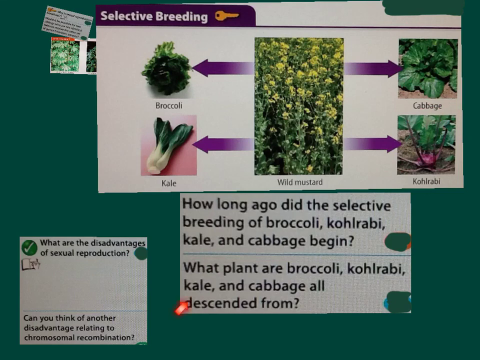Second question would be this one. What plant are broccoli, kohlrabi, kale, and cabbage all descended from? Pick one of those 2. Answer the question, please. Writing the question and the answer.